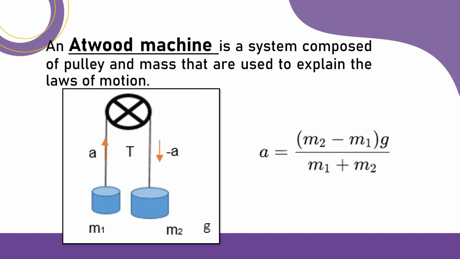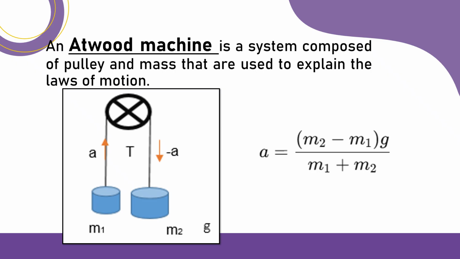Let's have another application of the second law of motion. In this diagram, you would see an Atwood machine. An Atwood machine is a system composed of a pulley and masses that are used to explain the laws of motion. It was created by George Atwood in 1784 to calculate force and tension to verify the laws of motion. So we now have this formula.